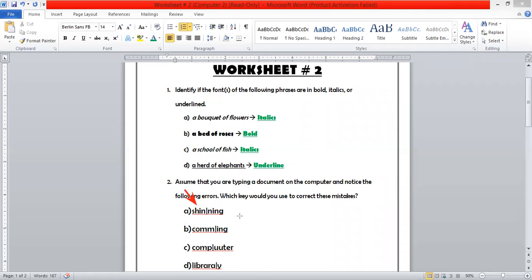Why? Because the spelling of shining would be shining. So in this case, in this shining part, if we press any key, our spelling would be correct. Why? Because our cursor is there. So we will write both, delete and backspace. Okay.